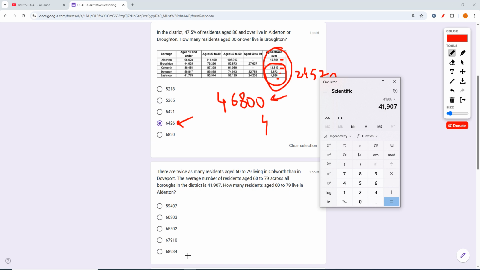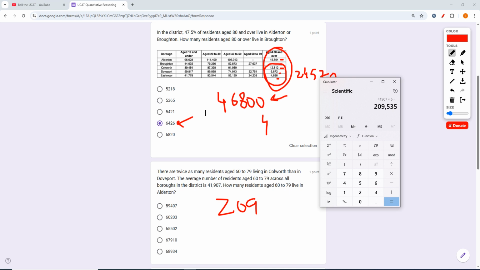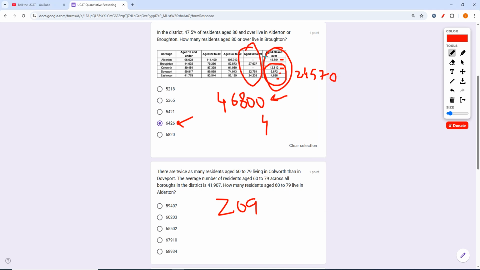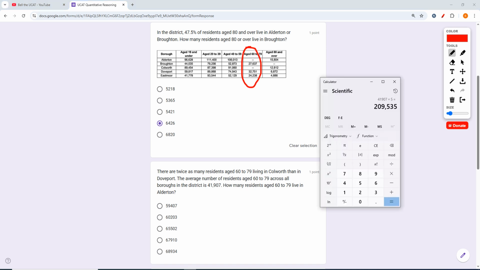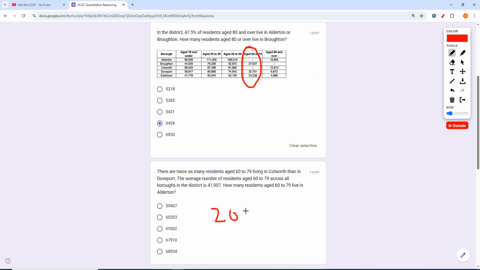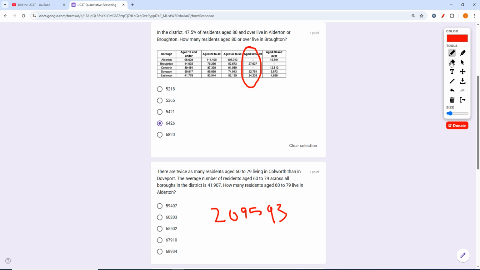41907 times by 5. No, that's it. 209 is what we ended up getting. 209 is the total of all of these. Apologies. So all of these add up together to give you 209,593. Do I have 5? 9 3. Just double checking. 209,595. Beg your pardon. 209,595. Okay, that is what we got.